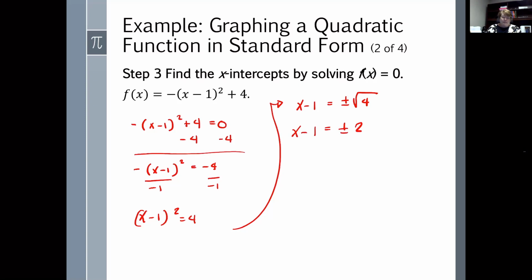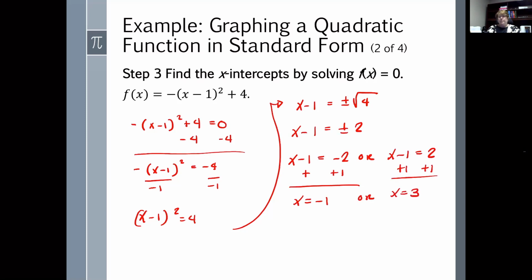All right, so x minus 1 is either equal to negative 2 or x minus 1 is equal to positive 2. Add 1 here. So either x is equal to negative 1 or add 1 here, x is 3. So our two x-intercepts are at negative 1 and positive 3.